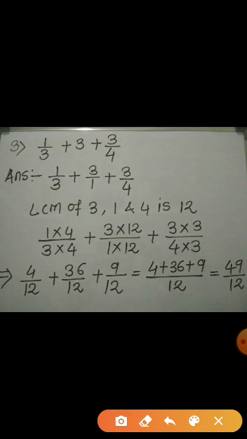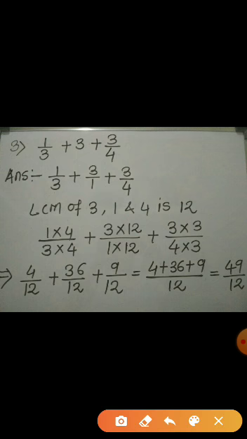Now see the first fraction. It is 1 by 3. To make the denominator 12, what do we have to do? We have to multiply it by 4, right? In the second fraction, the denominator is 1. And to make it 12, we need to multiply it by 12, right?